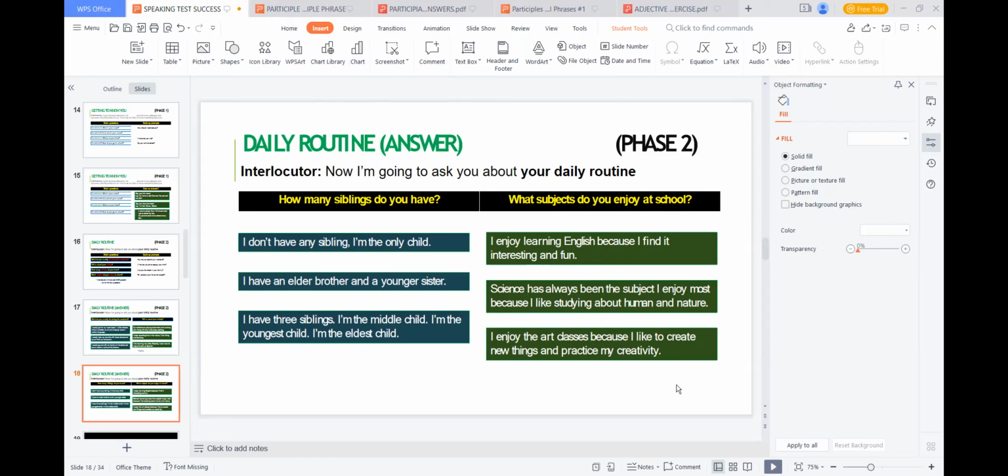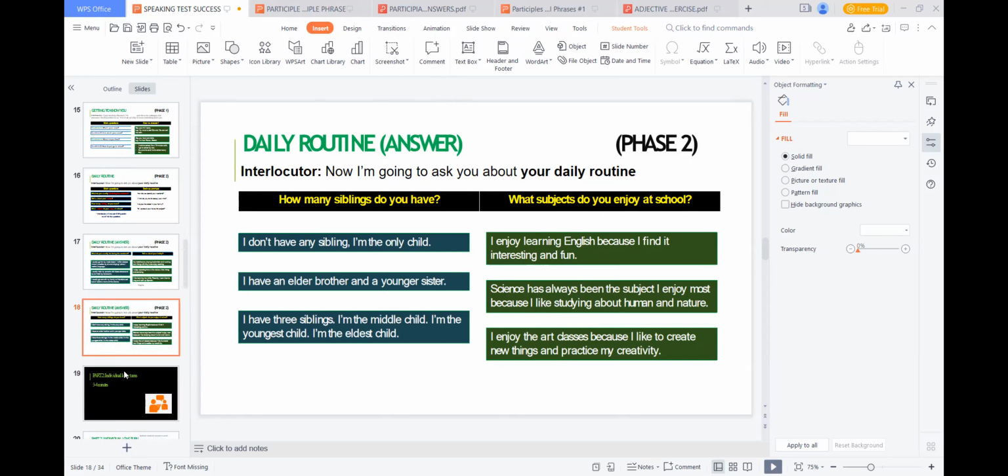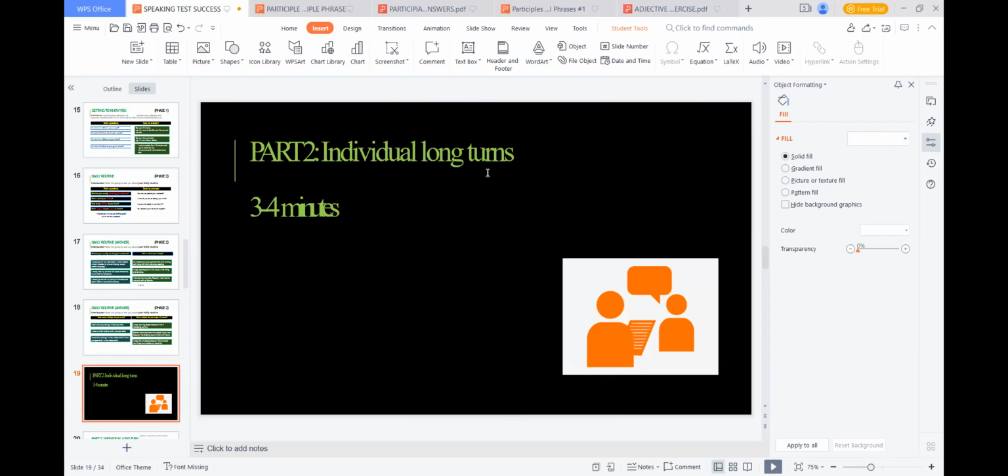Any questions on this? No? Yeah? Okay, so move on. Now we go to the individual long turn. That means all the candidates will be given a topic and the person has to give a talk on that. Okay, so we call it the long turn. It's an individual talk for longer and sustained speech.